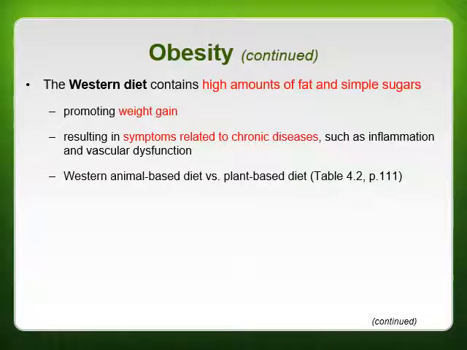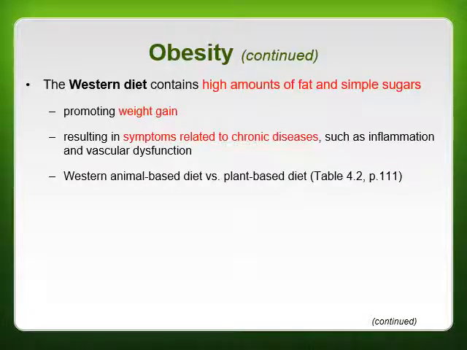There's some debate on the Western animal-based diet versus a plant-based diet, and we can look at a table on page 111 there. Really what that table does is it breaks down the advantages of being more vegetarian-based, or having more of an emphasis on plant-based sources of food versus animal-based sources. We've got lower fat intake overall, both saturated and trans fat. A little bit lower protein intake.